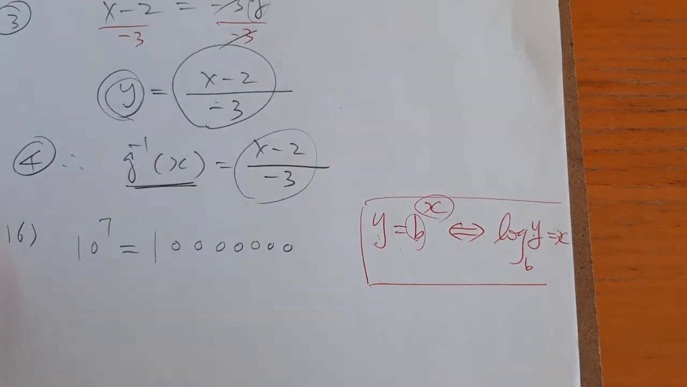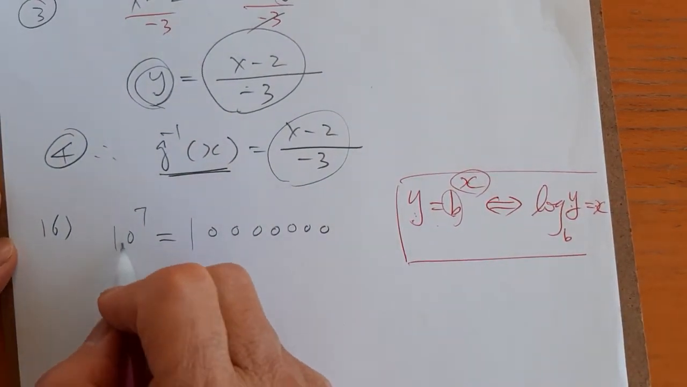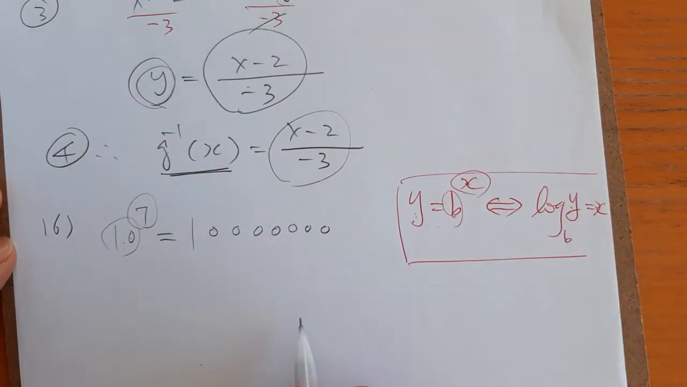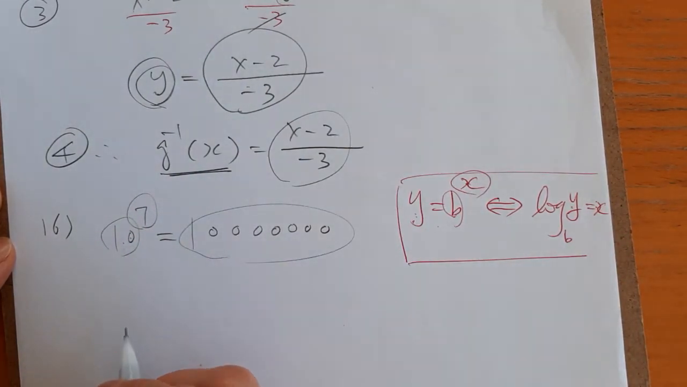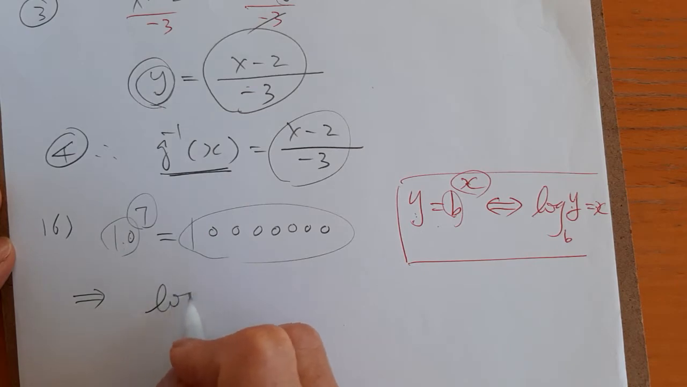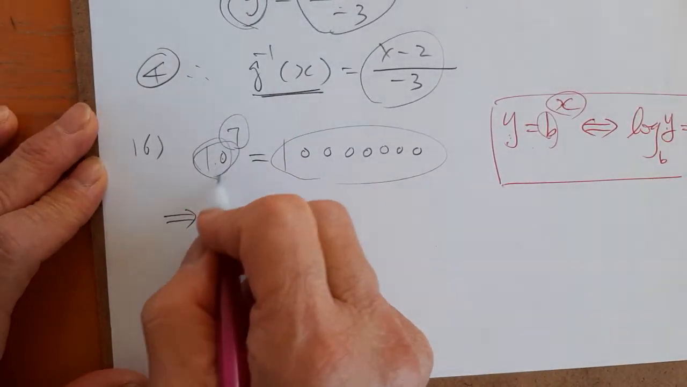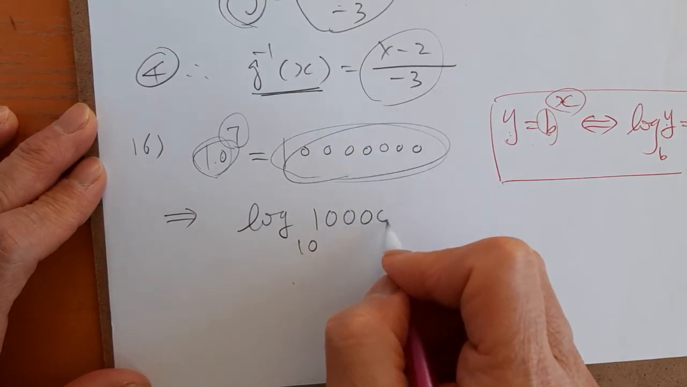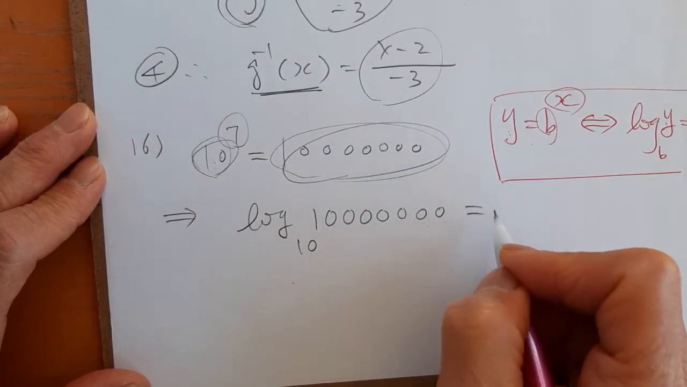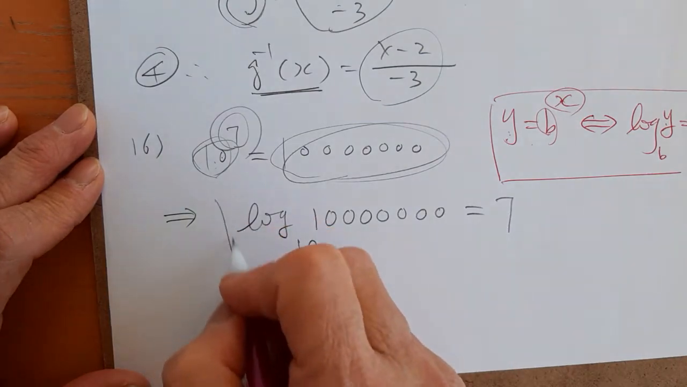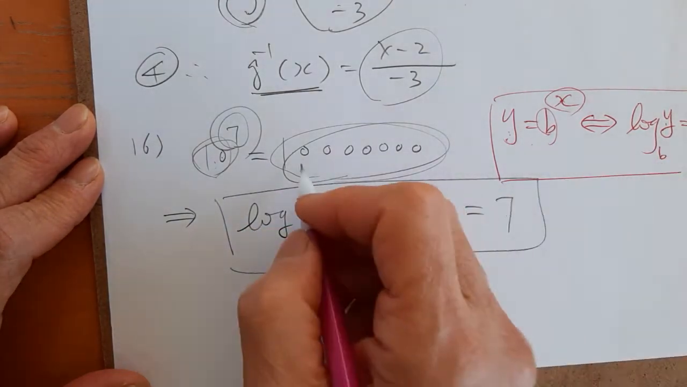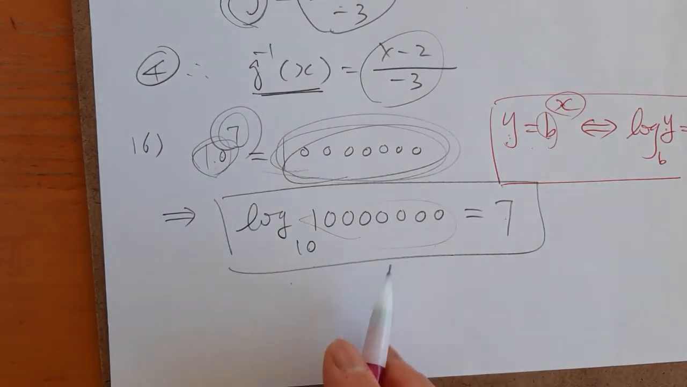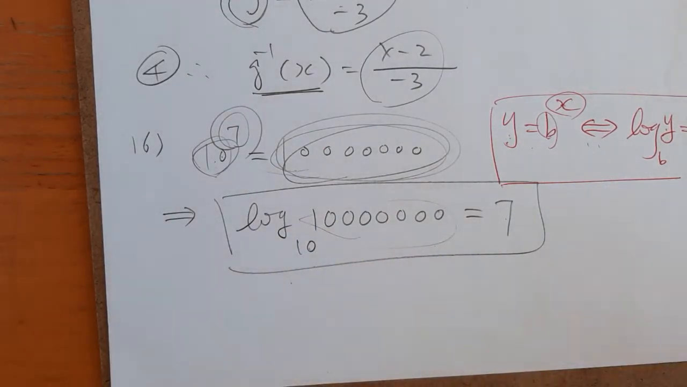That's the first formula. Here b is 10, x is 7, and y is this number. So going to logarithm form, the base is b, the function value 1, 2, 3, 4, 5, 6, 7 zeros equals the exponent 7. 10 to the power 7 equals this. That is how we use this formula.